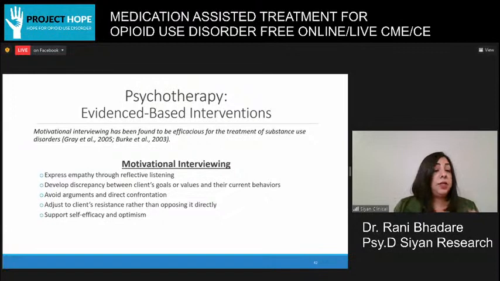It involves expressing empathy through reflective listening, developing a discrepancy between the client's goals or values and their current behaviors.